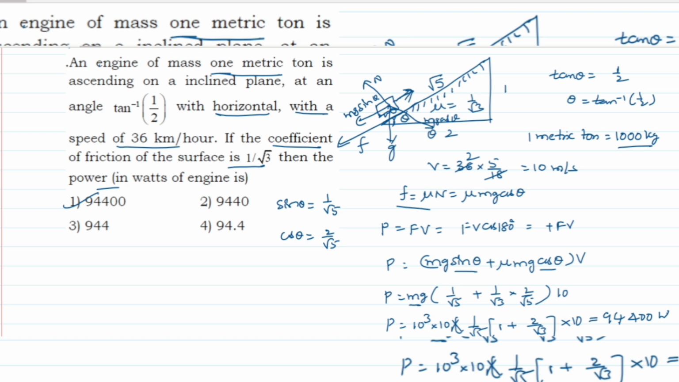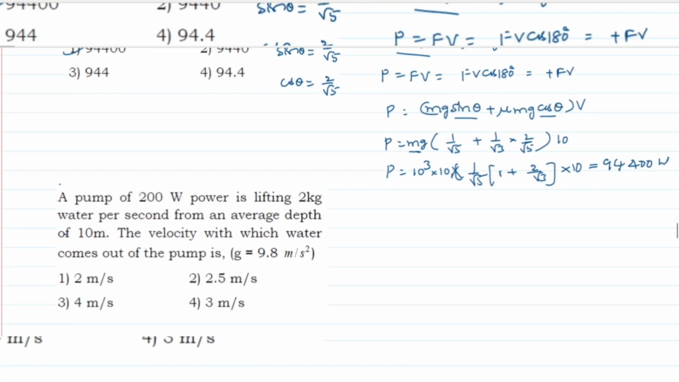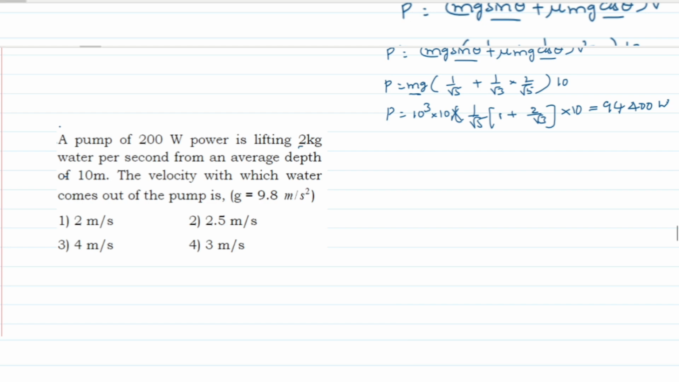Now let us see the next question. A pump of 200 watts power is lifting 2 kg water per second. So the mass delivered per time is given as 2 kg per second, from an average depth of 10 meters, and they are asking the velocity with which the water comes out of the pump. Initially the input power is given as 200 watts.